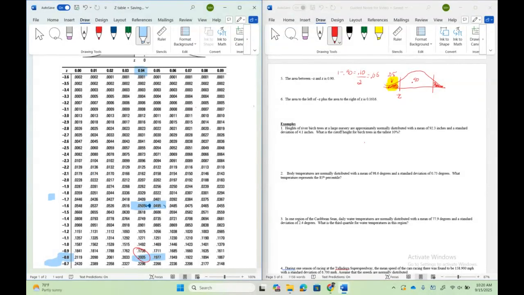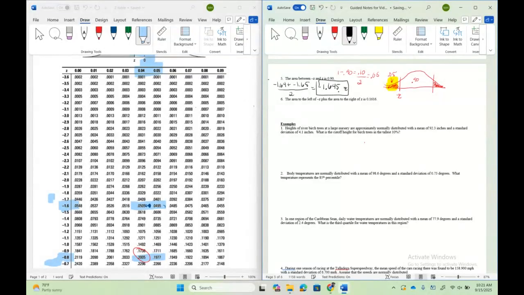All right, so I have negative 1.64 and negative 1.65. So if your area falls directly in between two different z-scores, I'm going to find the average. I'm going to take negative 1.64 and negative 1.65, add them together and divide by 2, and I'll get negative 1.645 for my z-score. This is the only time we'll have 3 decimal places for a z-score. Okay.